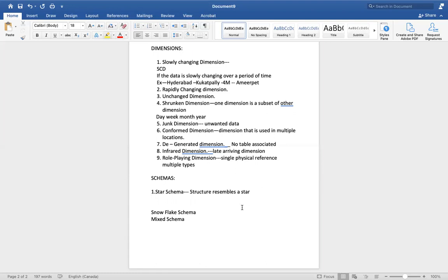And coming to snowflake schema, one fact table is surrounded by multiple dimension tables, and in turn they are surrounded by other dimension tables. In star schema, only the fact table is surrounded by multiple dimension tables. That's it. In snowflake schema, additionally, those dimension tables are in turn surrounded by other dimension tables. This is the major difference between star schema and snowflake schema.